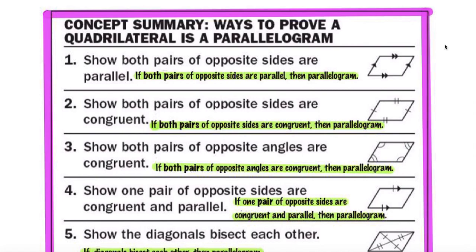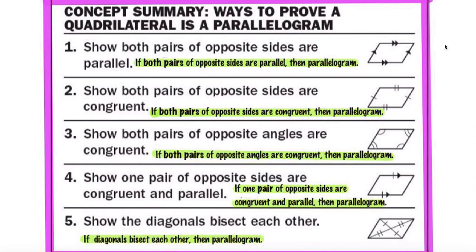There are 5 methods that you can use in order to prove that you have a parallelogram. Method number 1 is to show that both pairs of opposite sides are parallel. This will prove that you have a parallelogram, and the way I would write this in a proof is to write what is highlighted here in green. If both pairs of opposite sides are parallel, then parallelogram.